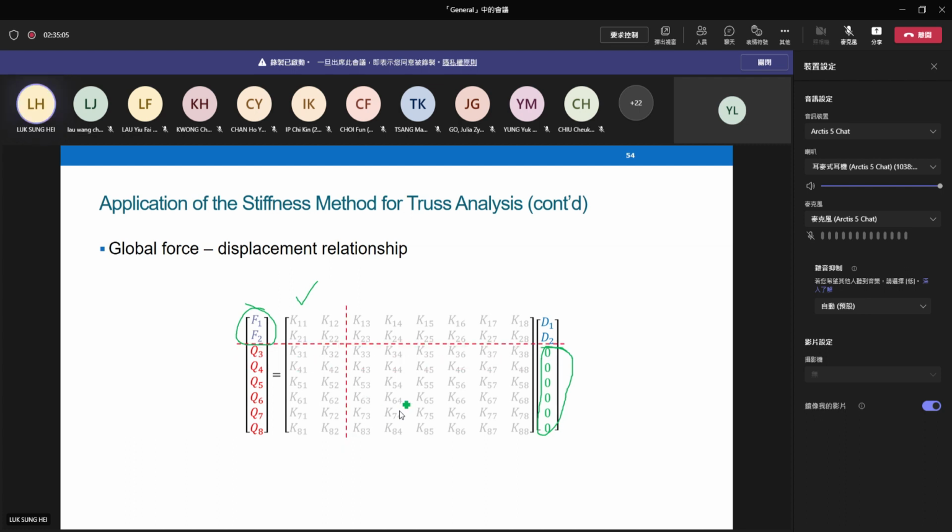For matrix operations, we are allowed to subdivide the matrix into different small matrices. You can divide a matrix or vector into small matrices and small vectors. We call that matrix partitioning. Partitioning means cutting. You can cut a matrix into 4 parts. You can cut a vector into 2 parts.